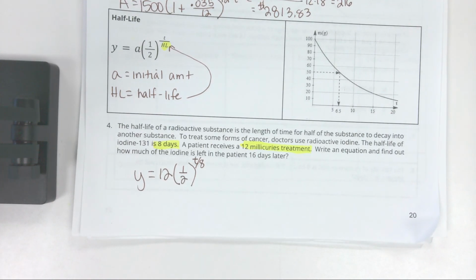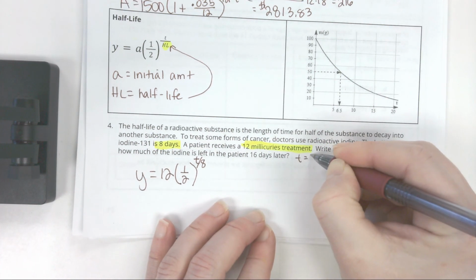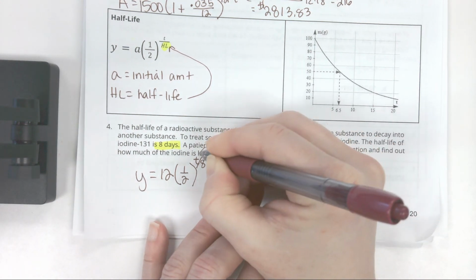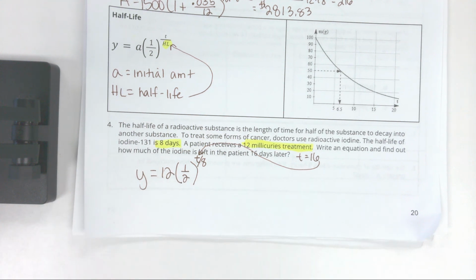If I said a general equation, you'd want T, but in this case, they ask for time. They ask 16 days later, so if you wanted to go right to that, that's okay. Here's what I would still do, though, just like before. For less error, I would calculate your exponent first. So if I put 16 in for T right here, what is 16 divided by 8? 2, which actually just means that 2 half-lives have happened.